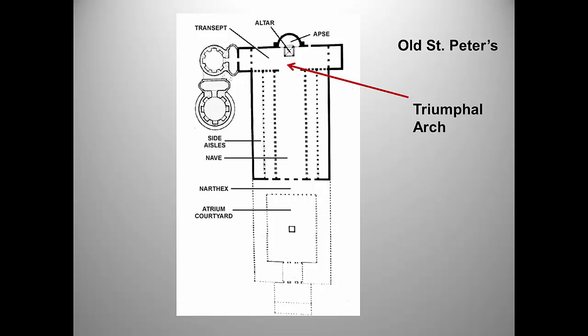Worshippers entered through the narthex on the short end of the rectangle opposite the apse, and this led their eyes immediately down the nave toward the altar, which was the focal point of worship. Another innovation was the transept. That's a hall that is perpendicular to the main hall, or the nave.